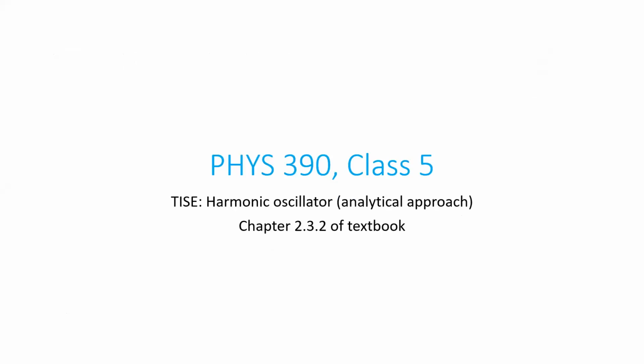Okay, welcome guys to Physics 390 Class 5. In this class, we'll be talking about the TISE, or time-independent Schrodinger equation, applied to the harmonic oscillator. And this is chapter 2.32 of our textbook.